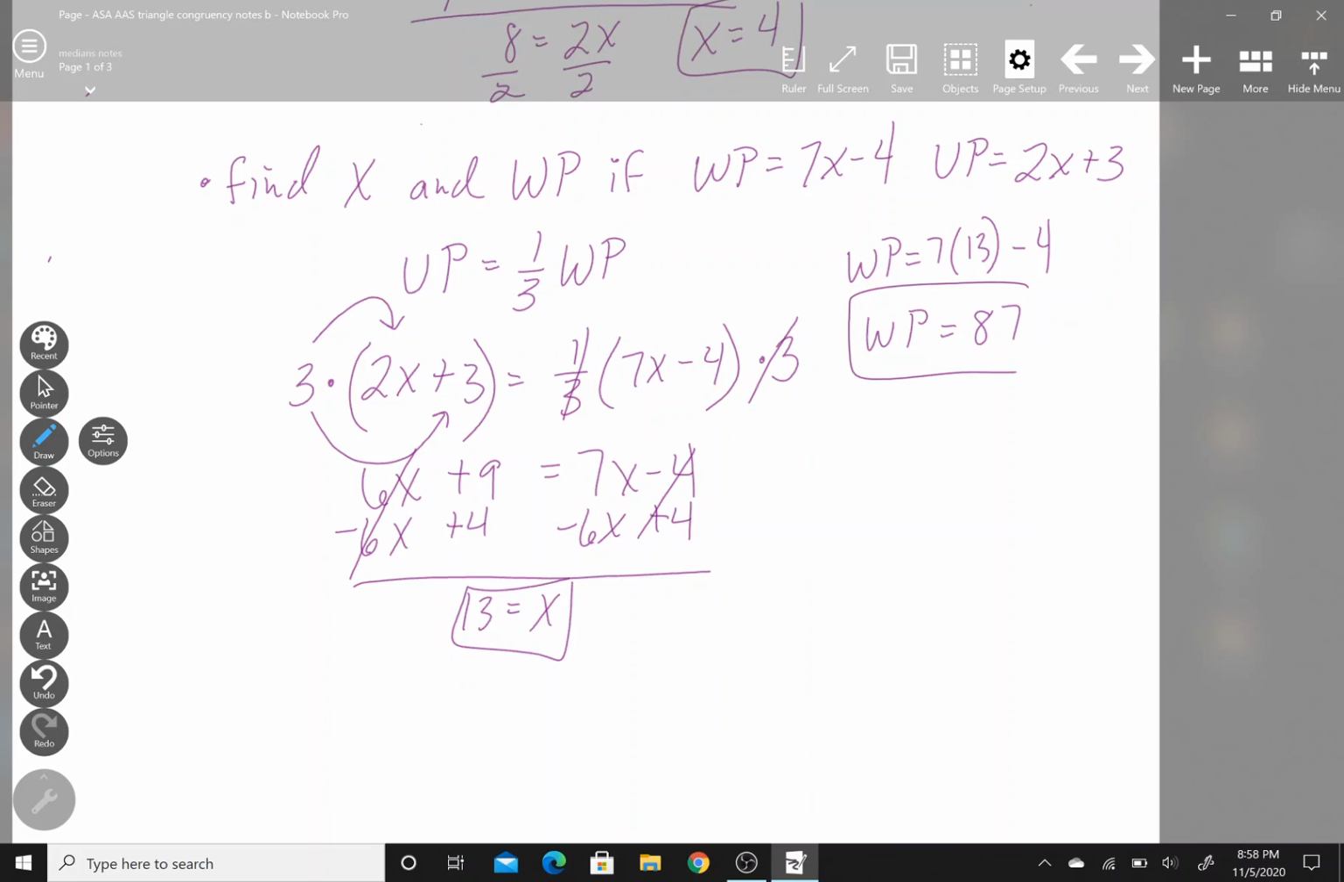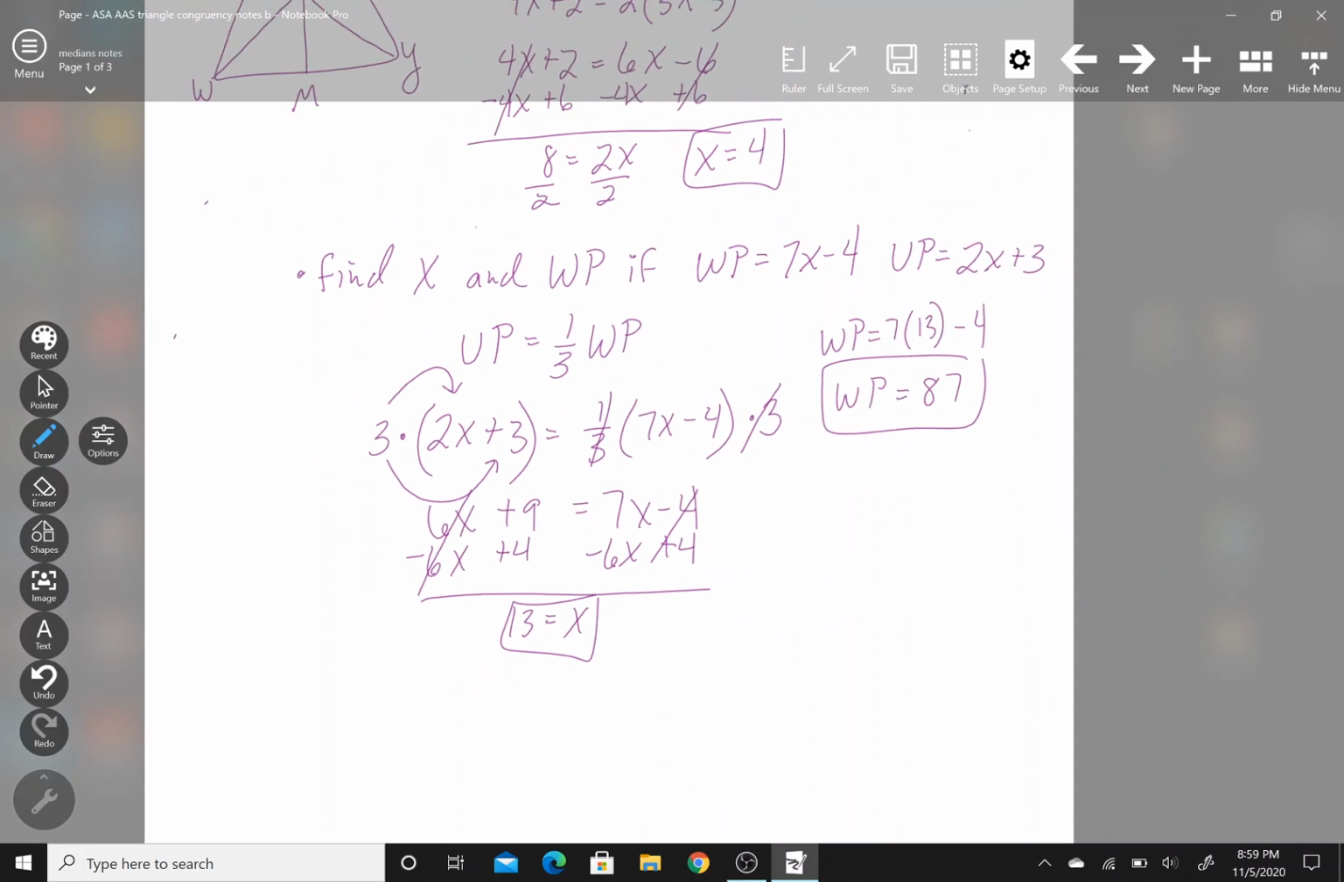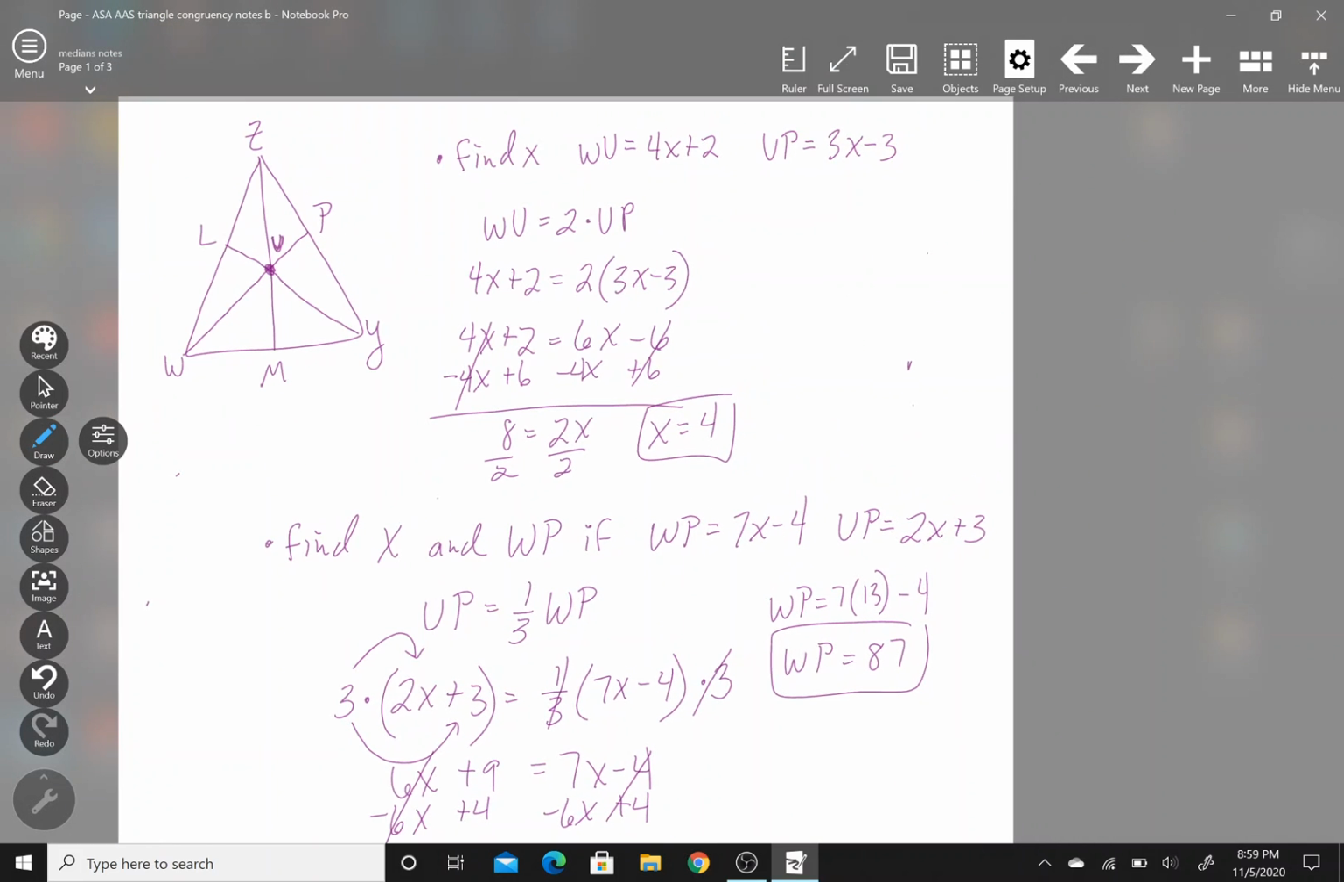Okay, so there you go, guys. That's all there is to it for medians, and I know they can be a little confusing, but just watch these examples, look at your formulas, and I think that will really help you.